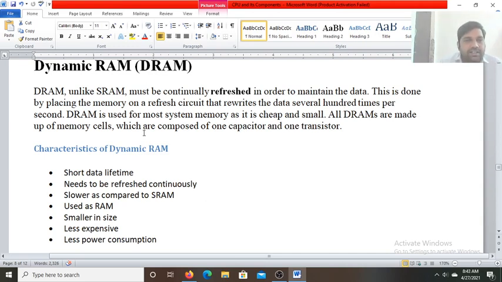Similarly here, DRAM is used for most system memory as it is a small chip. It is cheap and small, less expensive. It is the system memory. All DRAMs are made up of memory cells which are composed of one capacitor and one transistor. So dynamic RAM is created with the help of one capacitor and one transistor.